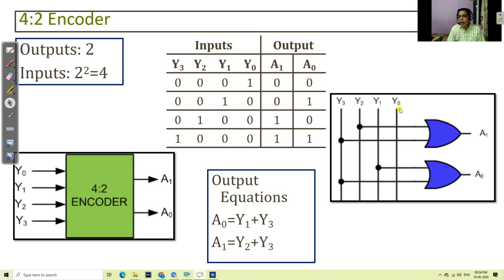I have 4 input lines, y0, y1, y2, y3. So a1 is equal to y2 plus y3, which are ORed together. a0 is equal to y1 plus y3. So a0 is equal to y1 plus y3, and this will produce the output a0. So this is a simple 4:2 encoder.